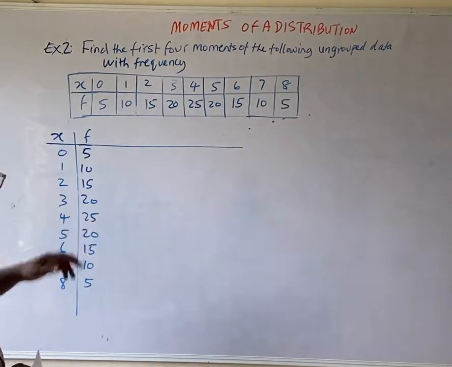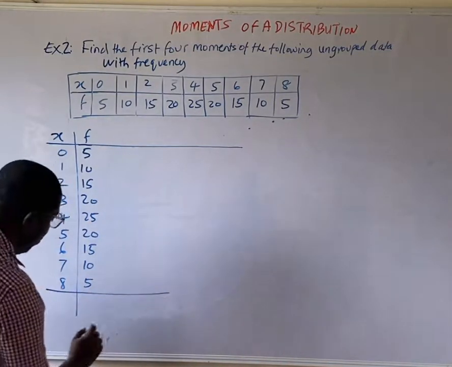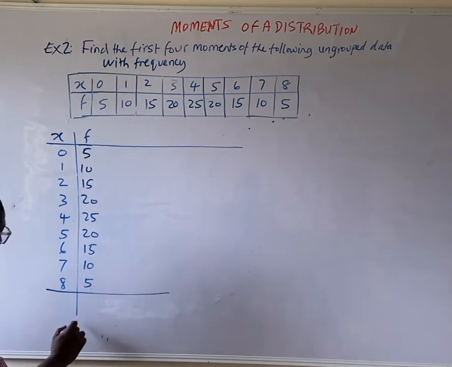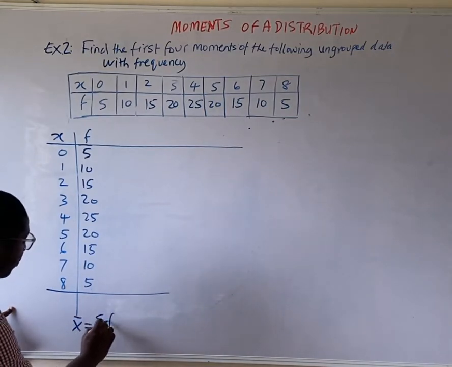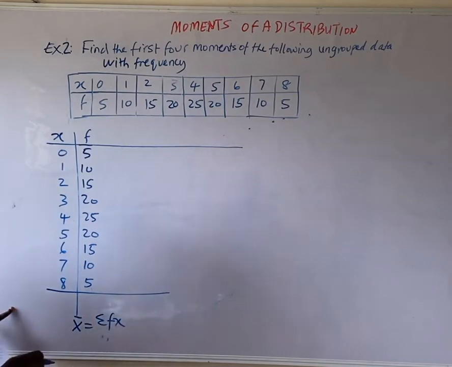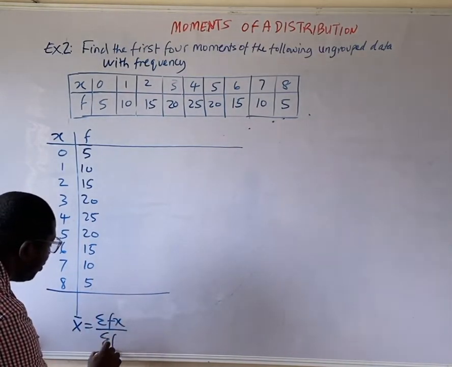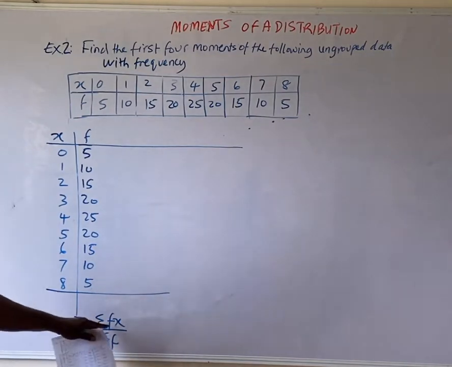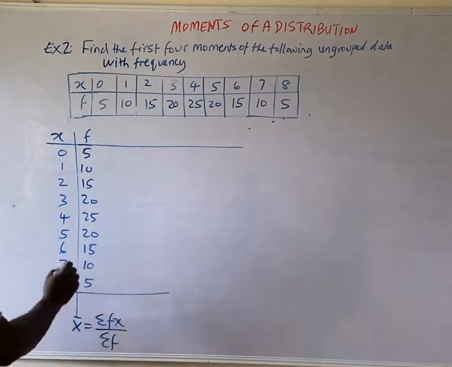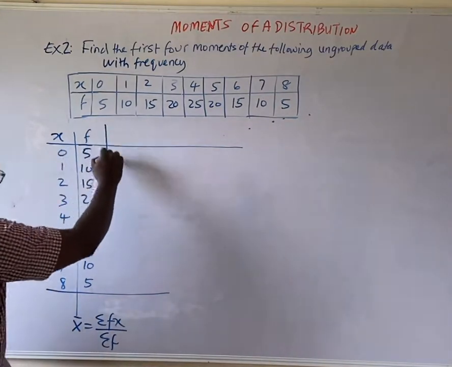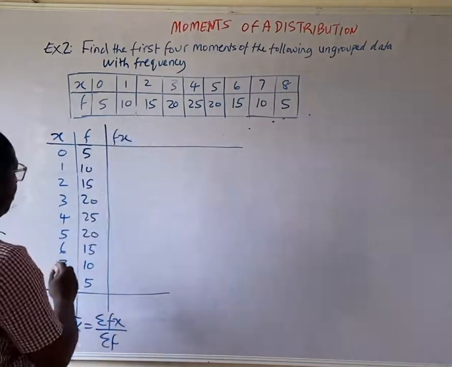So to find the mean of this distribution with frequency, we will have our formula given as mean equals summation of our frequency multiplied by our x value all over summation of f. That is summation fx all over summation f. So we must do this. We have to find summation. We have to find fx.